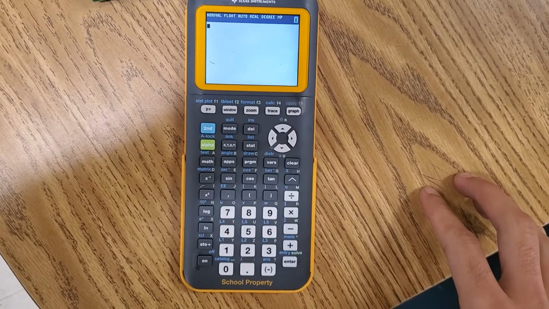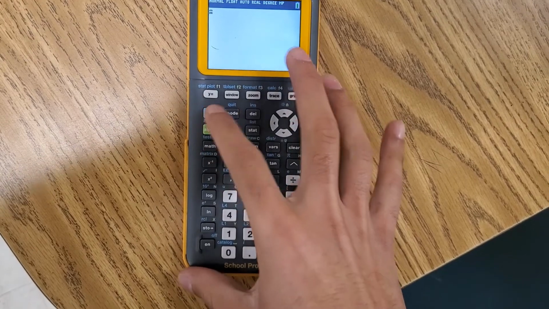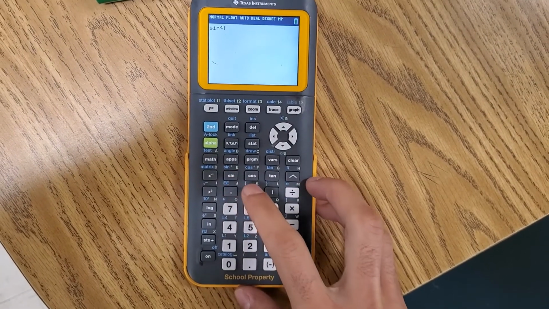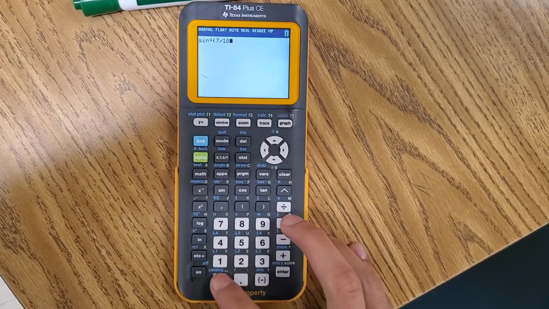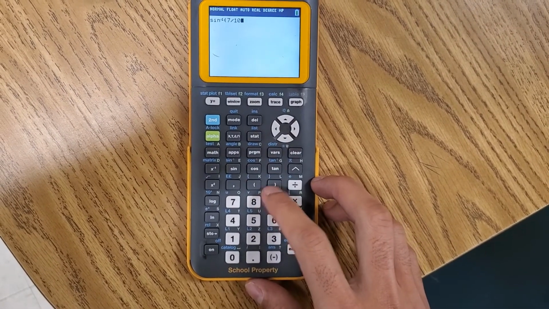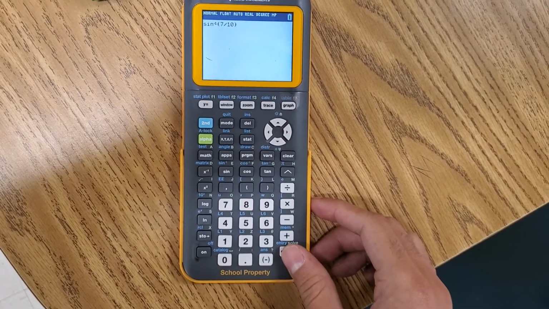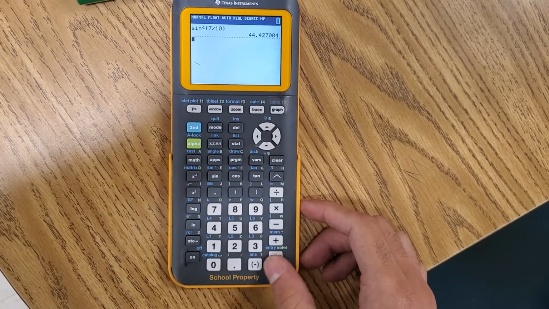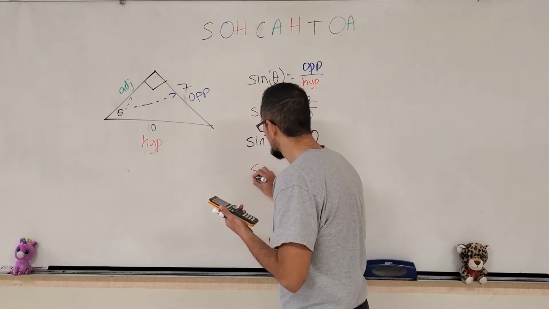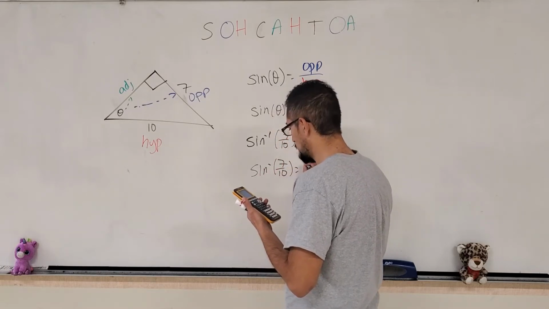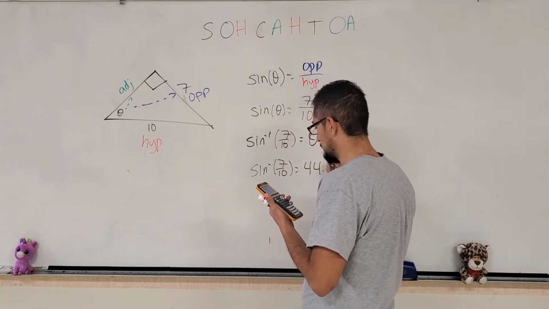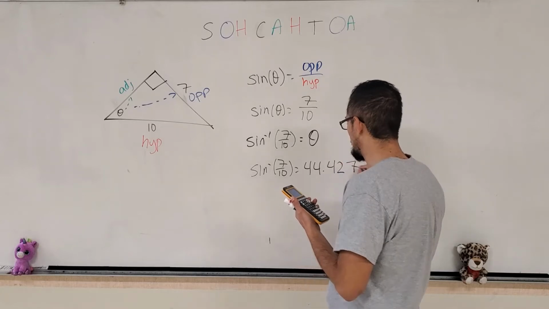We need to plug it into a calculator, so we need to hit the second button, then sine to get the inverse function, and then 7 divided by 10 with the parentheses, then hit enter. Okay, there are our degrees. Sine inverse of 7 over 10 equals 44.427.